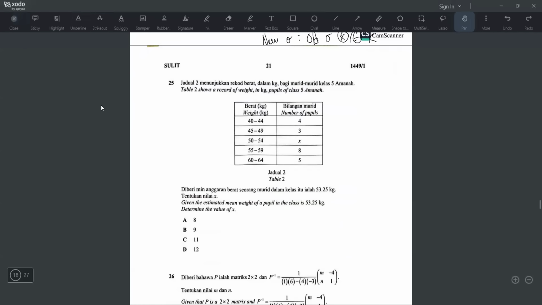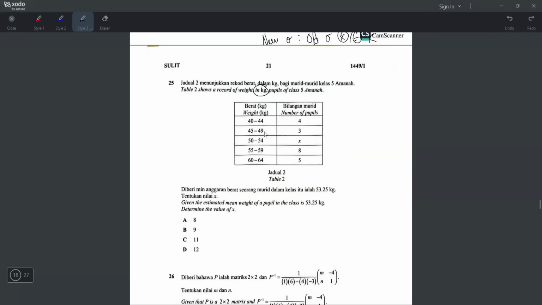Now we do 25. Let's go. Table 2 shows the record of weight in kg of pupils of class 5 Amanah. Okay, this is definitely a form 5 chapter. The measures of dispersion for group data. Dalam bahasa Melayu, sukatan serakan data terkumpul.